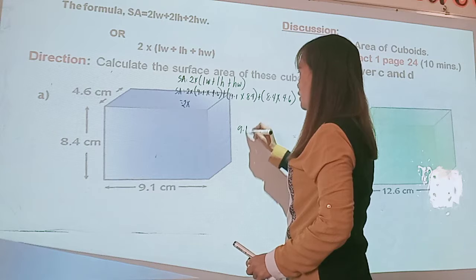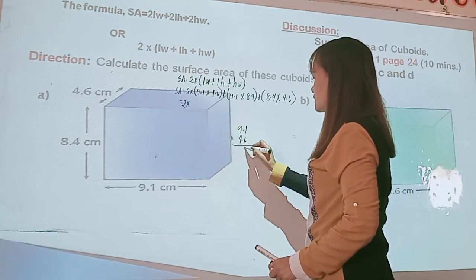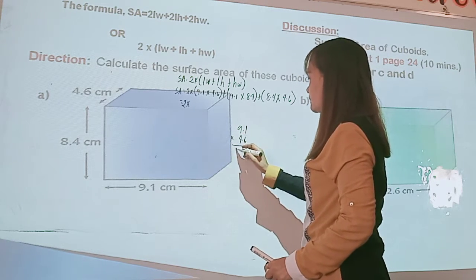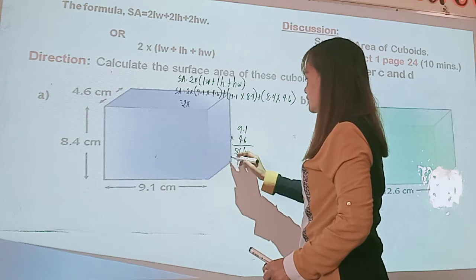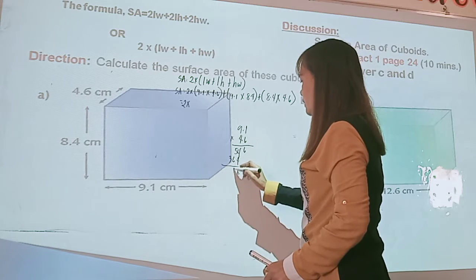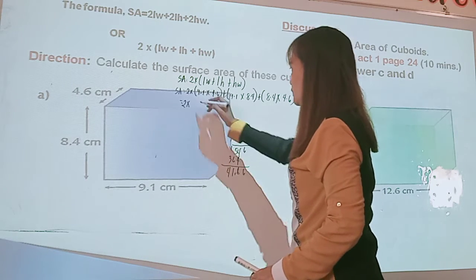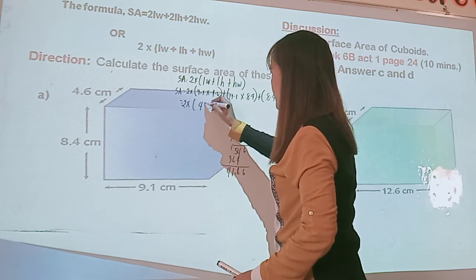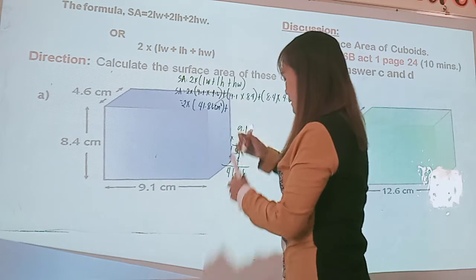So 9.1 times 4.6. So 1 times 6, 6. 9 times 6 is 54. 4 times 1 is 4. 4 times 9 is 36. So bring down 6, 8. So we have 11, carry 1, 4. How many decimal points? 2. So this is 41.86 centimeter squared plus, okay.